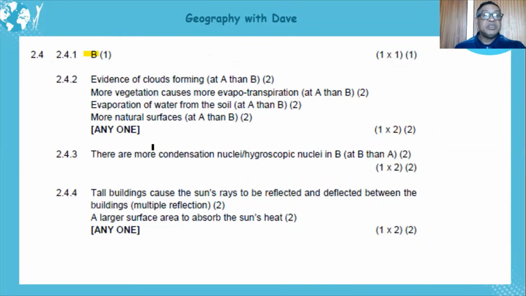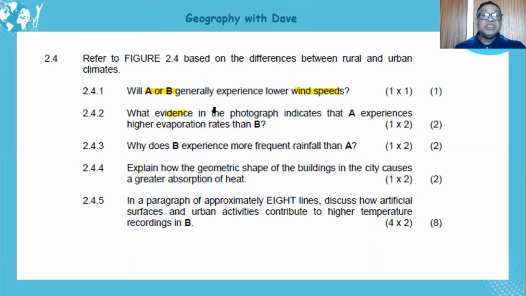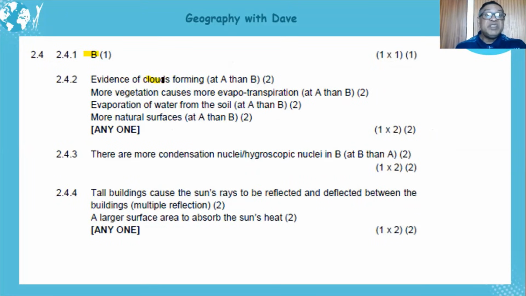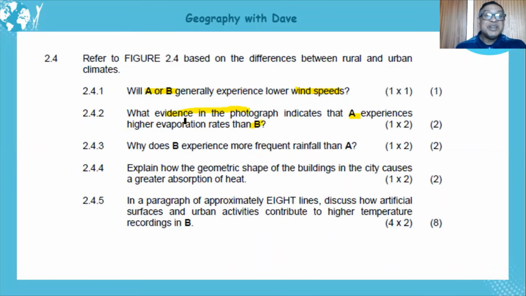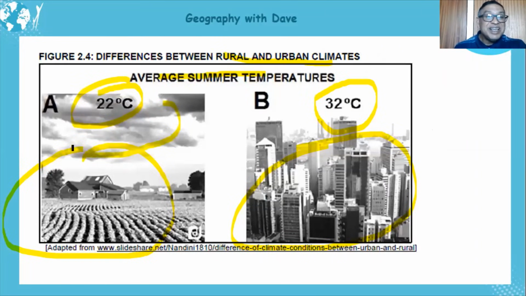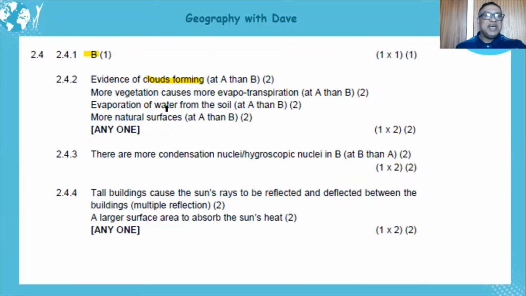All right, look at this one quickly. What evidence in the photograph indicates that A experiences a higher evaporation rate than B? Okay, now look at it here. More evidence of clouds. Can you see it? That tells you about evaporation. That is why it's important. You're finding your answers in the resources. You're observing that there's more cloud there. Can you see it? What more vegetation causes more evapotranspiration?